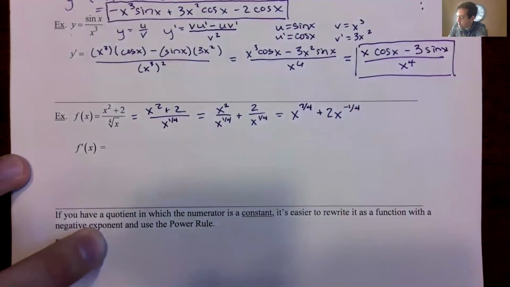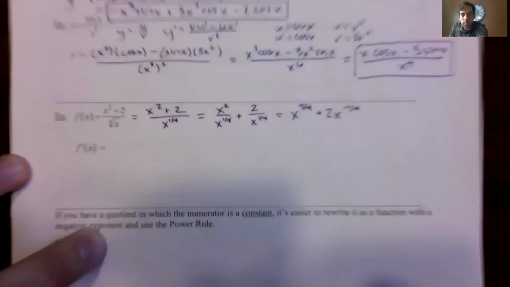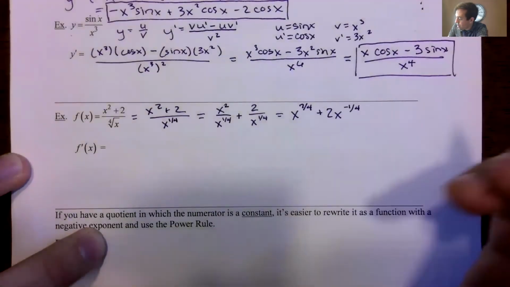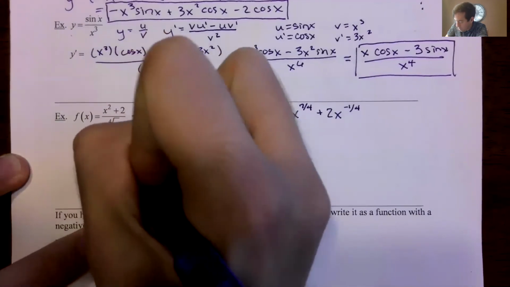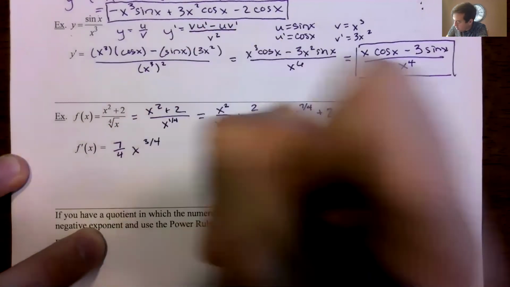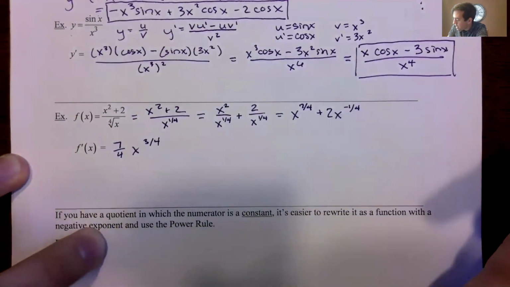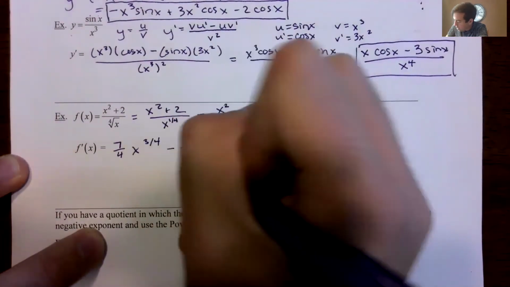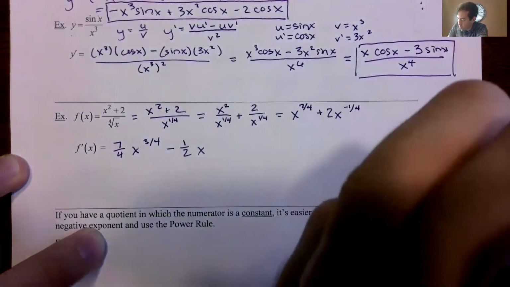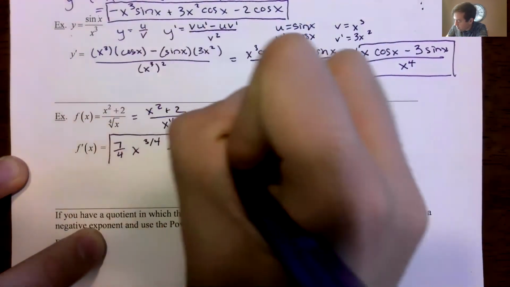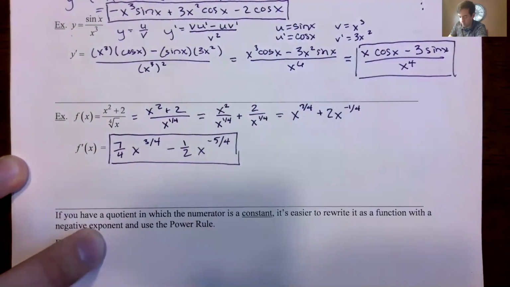All right, and so now for the derivative, all we have to do is use our normal derivative rules instead of thinking about the quotient rule. So we can use our power rule. So we have 7/4 x to the 7/4 minus 1, which is 3/4. 2 times negative a 4th is going to be negative 1/2. X to the negative 1/4 minus 1, which is negative 5/4. There we go.